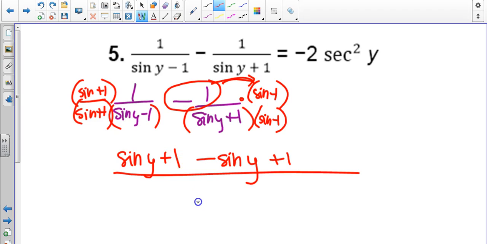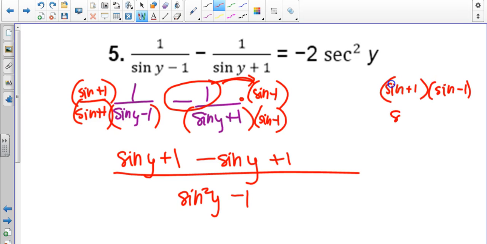Sine plus 1, sine minus 1. Yes? Sine plus 1 times sine minus 1. Sine squared minus a sine plus a sine minus 1. Sine squared minus 1. We good? Okay.